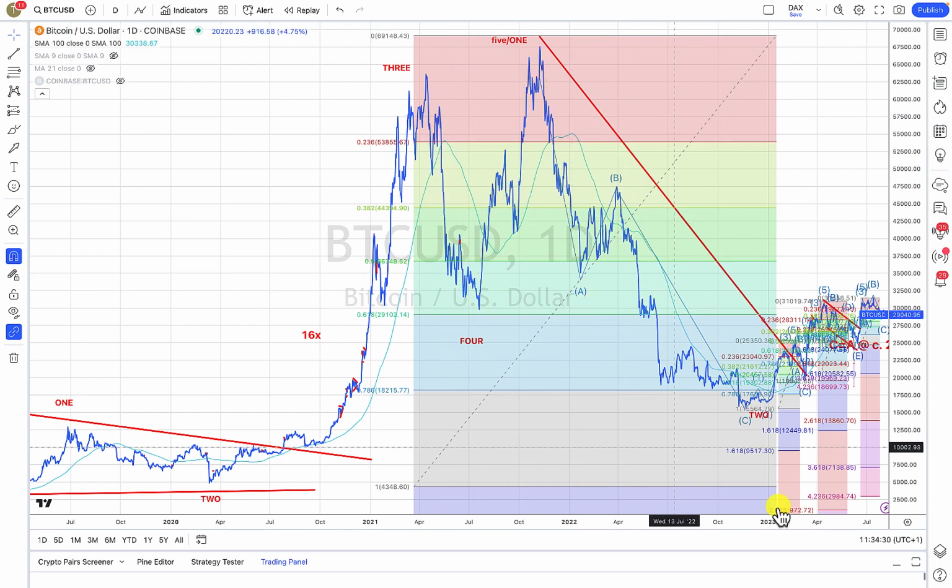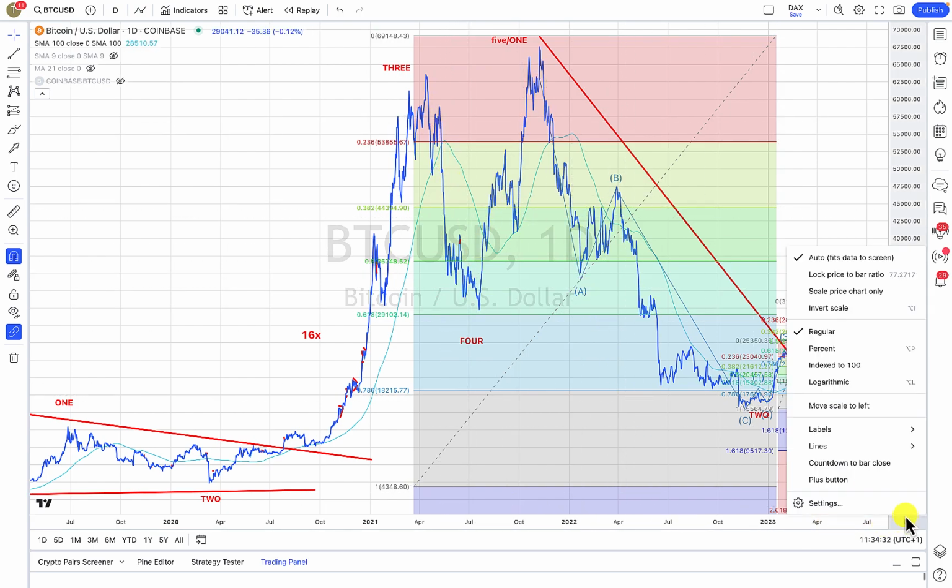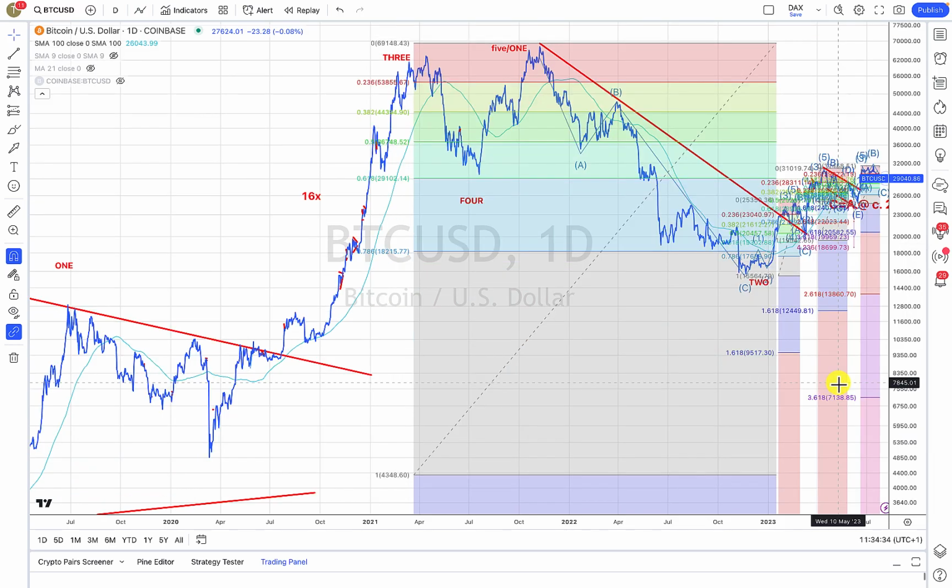But if we adjust this to a logarithmic chart, you'll see that in fact they're not. The fifth wave is smaller than the first wave on a logarithmic basis, meaning the percentage gain is less here than it is here, in effect. I prefer to use non-logarithmic charts, but that's just my preference. Let me see, I'm going to go back to the arithmetic chart.